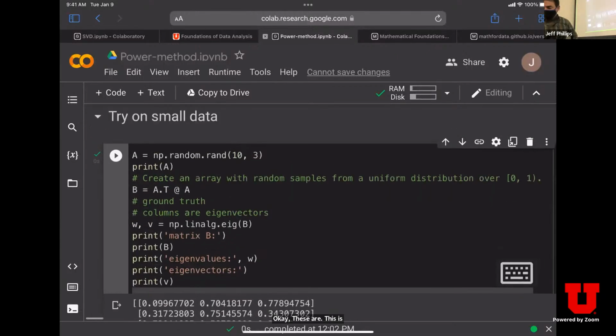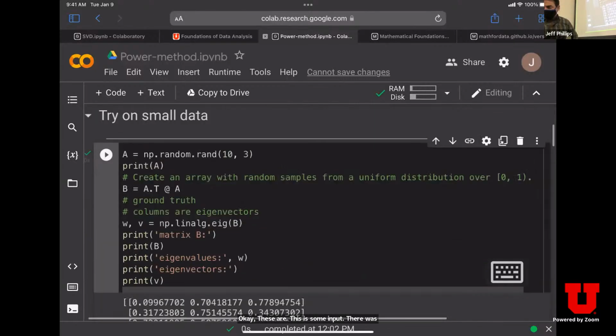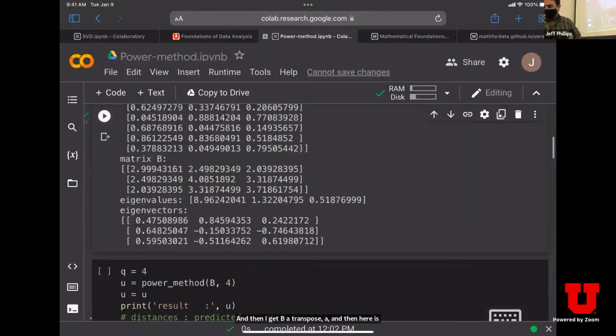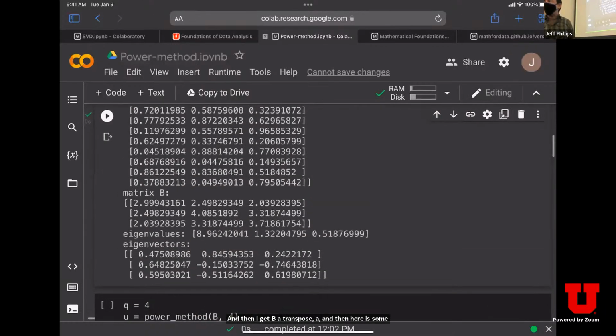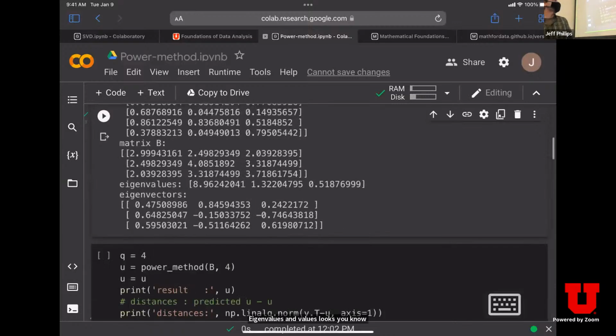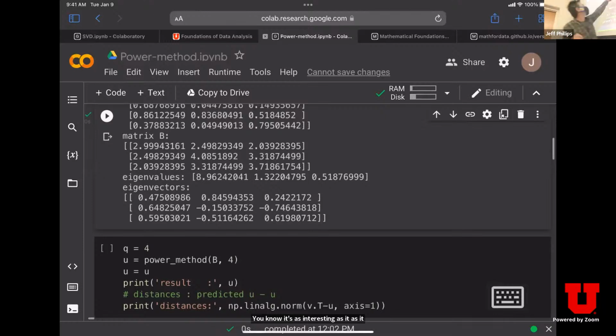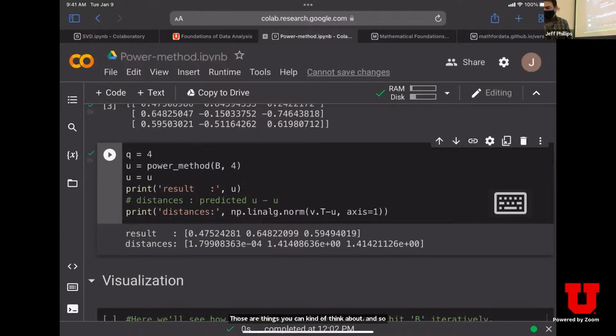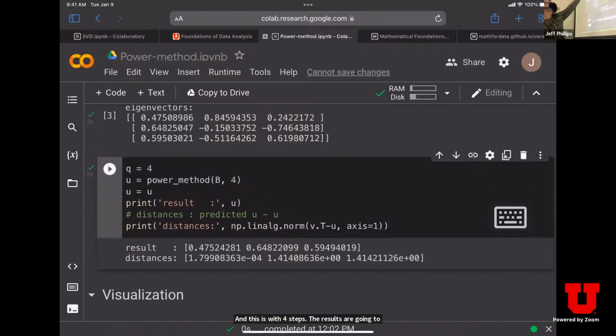This is some input. There's some random input A, and then I get B, A transpose A. And then here are some eigenvectors and values. It's as interesting as it looks. I guess the eigenvalues are 8.9, 1.3, 0.5. Those are things you can kind of think about. And this is with 4 steps. The results are going to be pretty close, right? The true answer is at the very top there, 0.47, 0.84, 0.24. I ran it 4 steps and I got pretty close to the right answer, right?